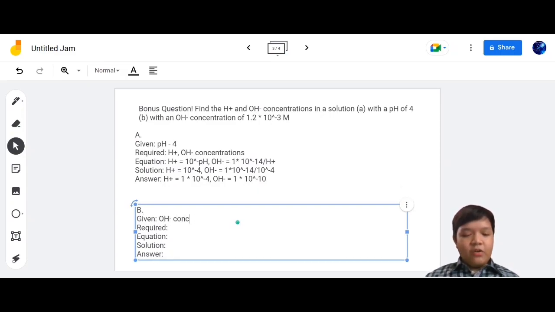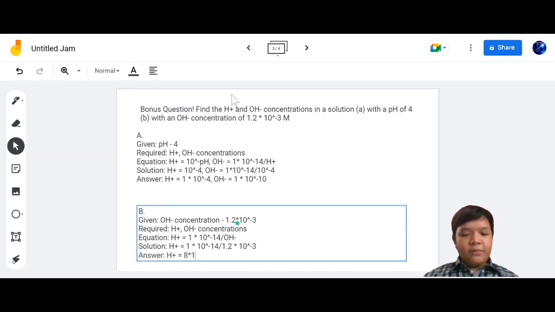For B, we are given the OH concentration, which is 1.2 times 10 to the power of negative 3. We are required to get the hydrogen and hydroxide concentrations. The equation to get the hydrogen concentration from the hydroxide concentration is 1 times 10 to the power of negative 14 divided by the hydroxide concentration. H plus is equal to 1 times 10 to the power of negative 14 divided by 1.2 times 10 to the power of negative 3. Our answer is that H plus is equal to 8 times 10 to the power of negative 12. OH minus is equal to 1.2 times 10 to the power of negative 3.